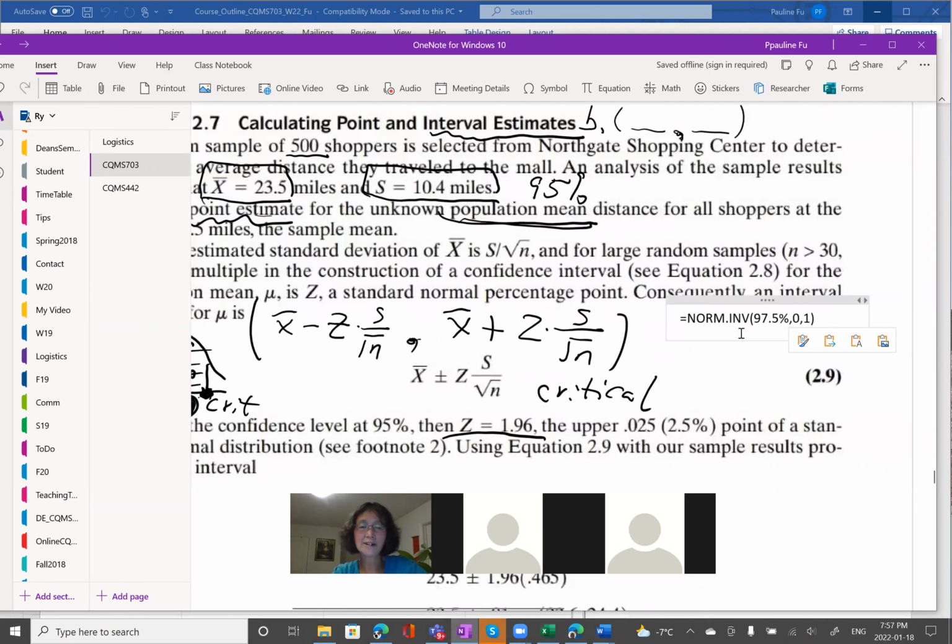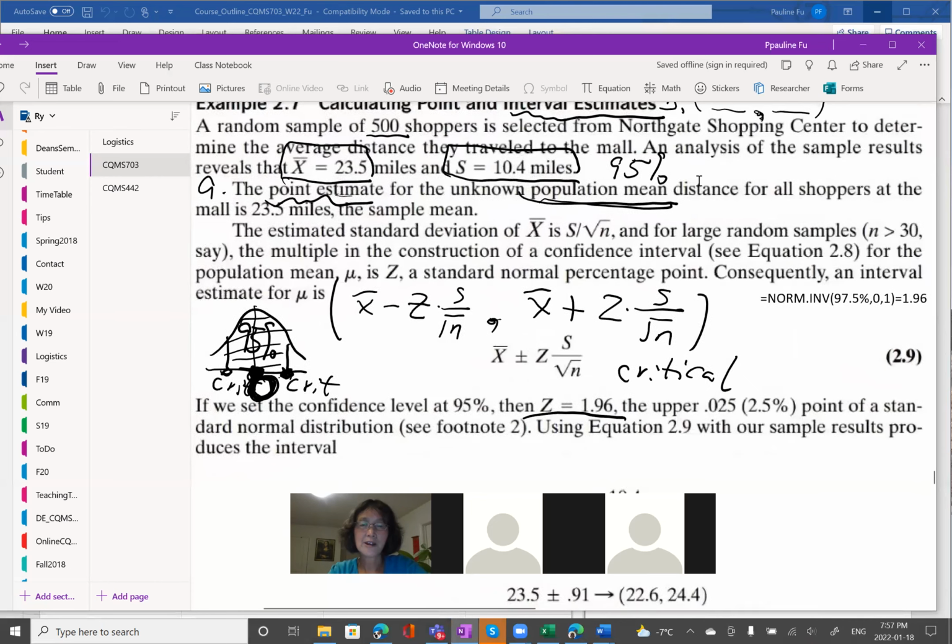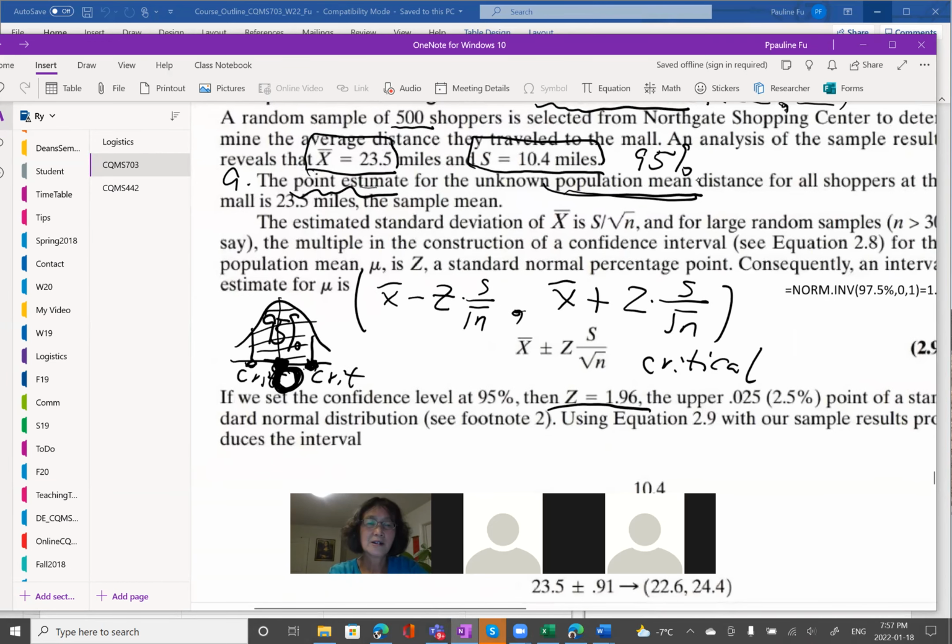So this is the formula I typed in Excel, and the result, you will get 1.96. Now I will explain why this is 97.5%. The Excel is based on area to the left. The 95% is the area in the central. In order to find this point, I need the whole area to the left of this point.